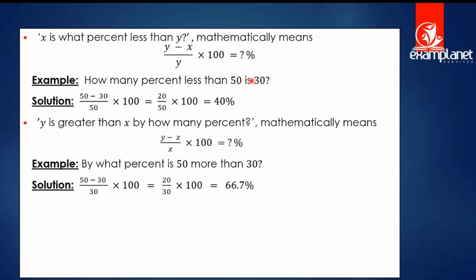So the difference will be 50 minus 30, divided by what you see after the word than. That's 50 times 100. That gives you 20 over 50 times 100, and that gives you 40%. So that means 30 is 40% less than 50. It means you find 40% of 50 and remove it from 50 before you can get 30. That's the meaning of it, that's the interpretation of this. Okay, so the answer will be 40%.